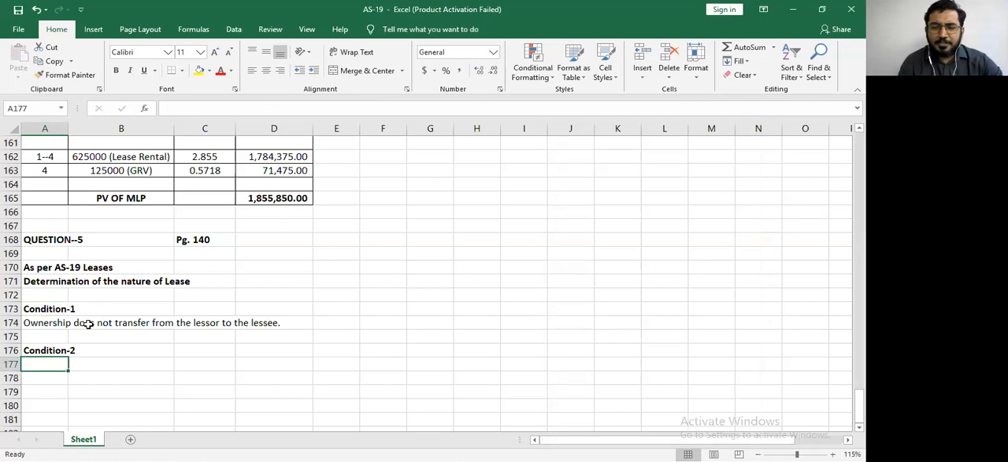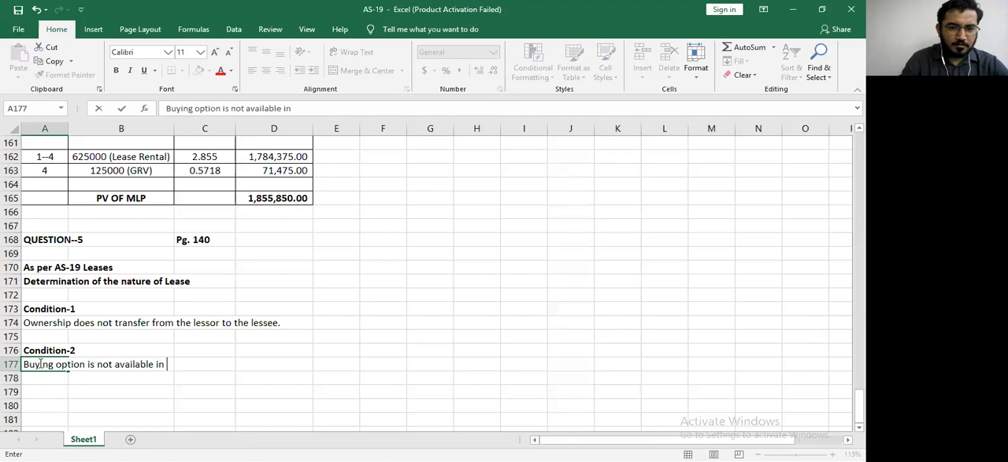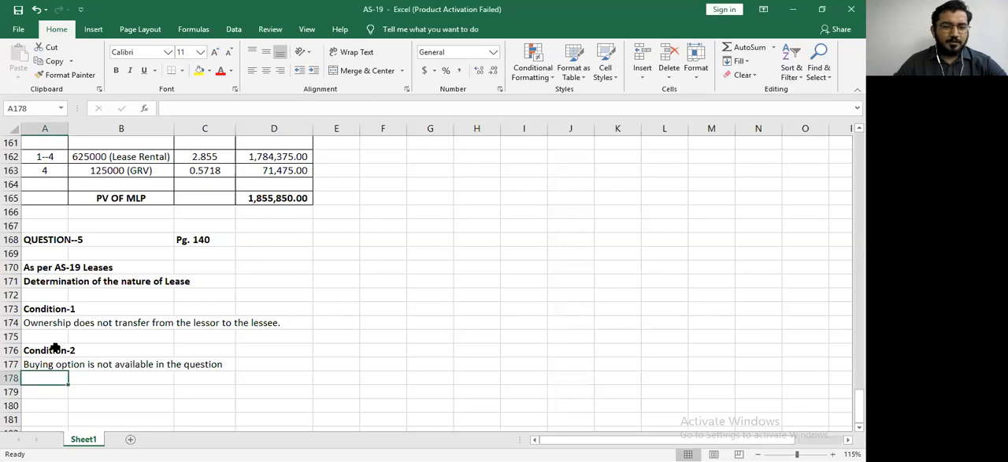Second, is there anywhere any mention in the question regarding buying option is available and it is reasonably certain that the option will be exercised? ऐसा कोई भी information question में दिया हुआ है कि buying option is available and it is reasonably certain that the option will be exercised? On your chat box, is any such information given? Of course it is not given. So second, buying option is not available in the question.